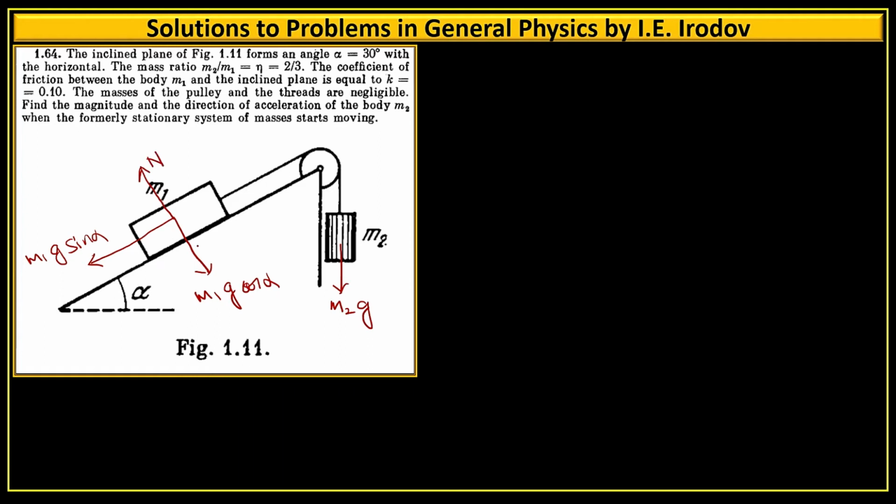And because m1 cannot leave the inclined plane, the normal reaction will balance m1g cos alpha. So normal reaction is m1g cos alpha. And there is a friction between m1 and the inclined plane. So it is written that after releasing, the system starts moving. So obviously the friction is kinetic friction, and the magnitude of the kinetic friction between m1 and the inclined plane is k times n. That will be k into m1g cos alpha.